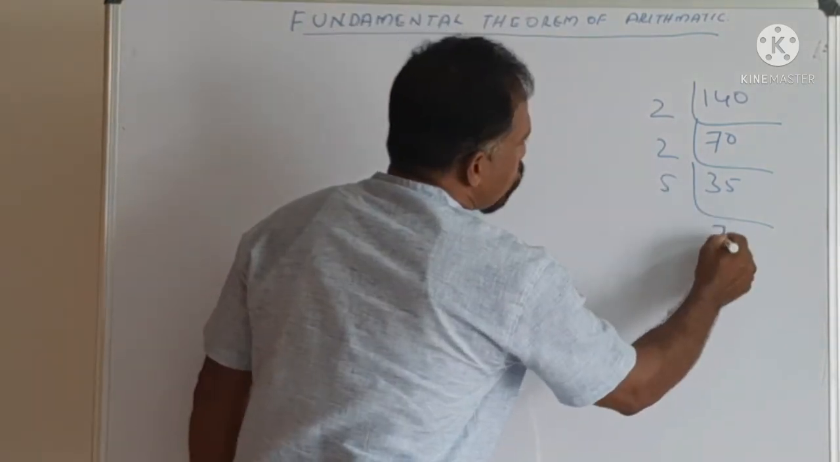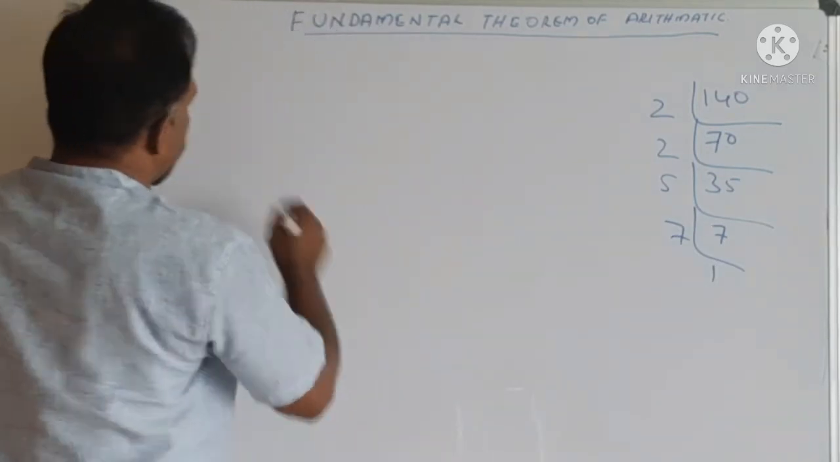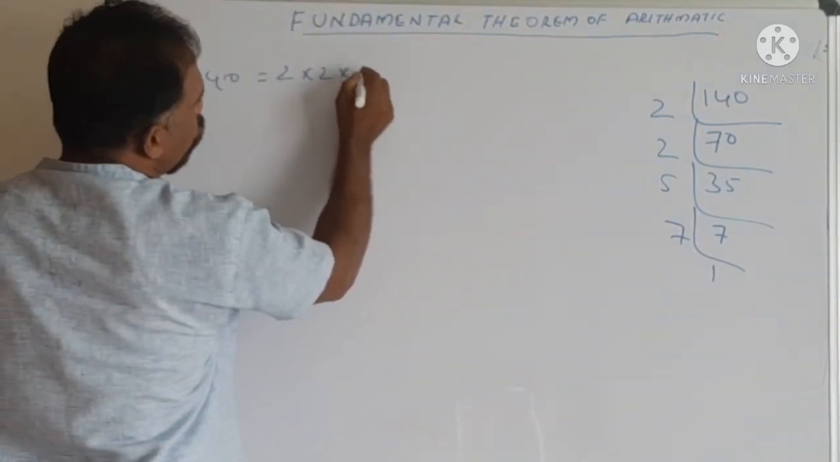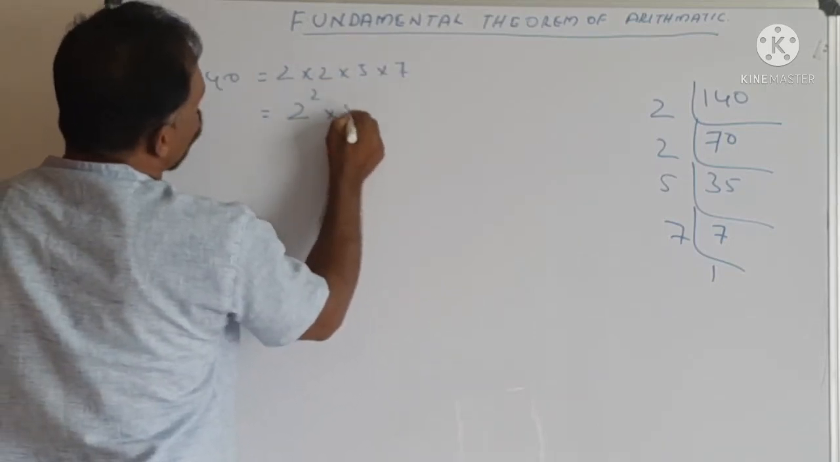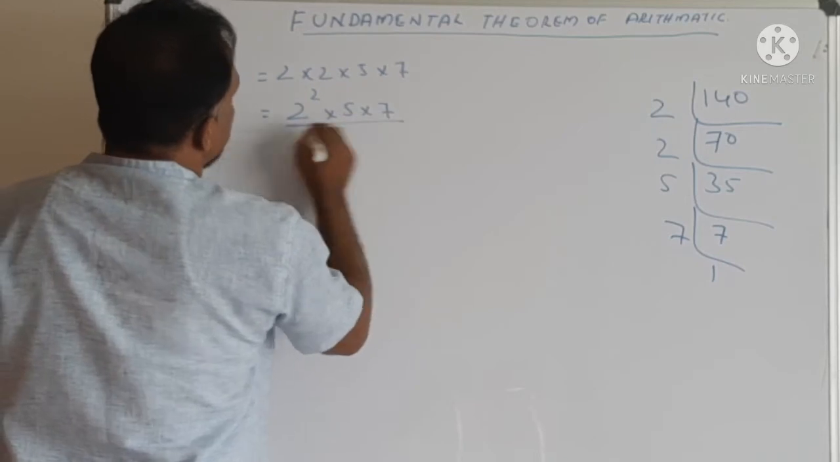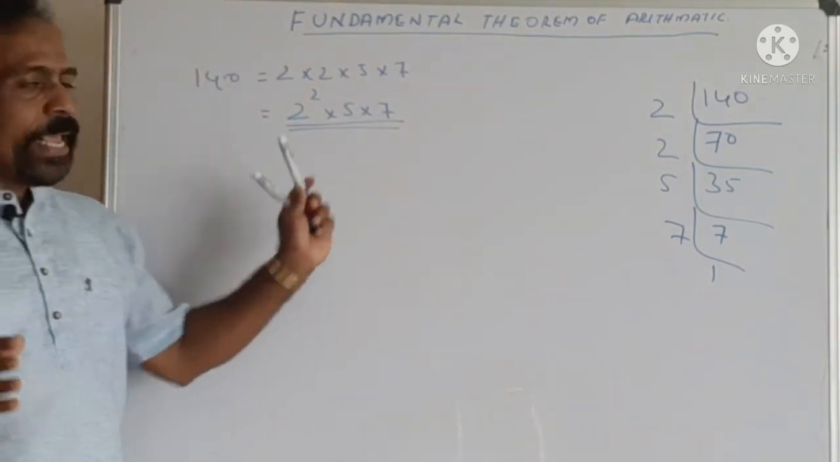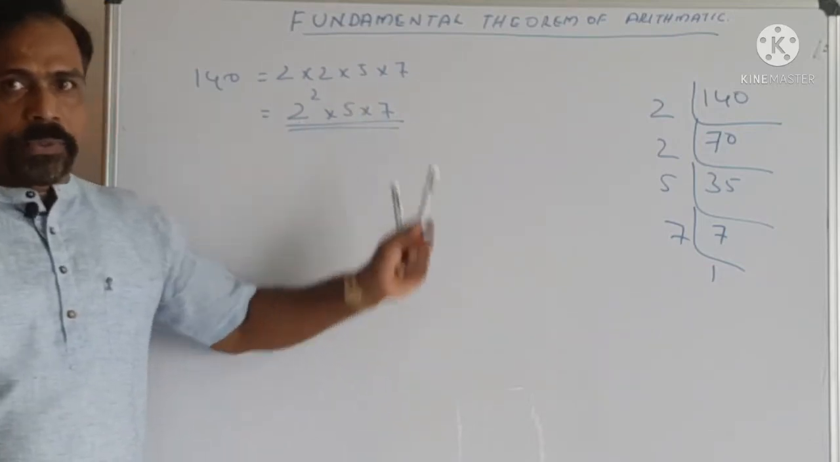So 7 5s are 35. So we get 140 can be written as 2 into 2 into 5 into 7, so 2 to the power 2 into 5 into 7. Whenever you write this, always try to write in ascending order, from the smallest prime number to the biggest prime number.